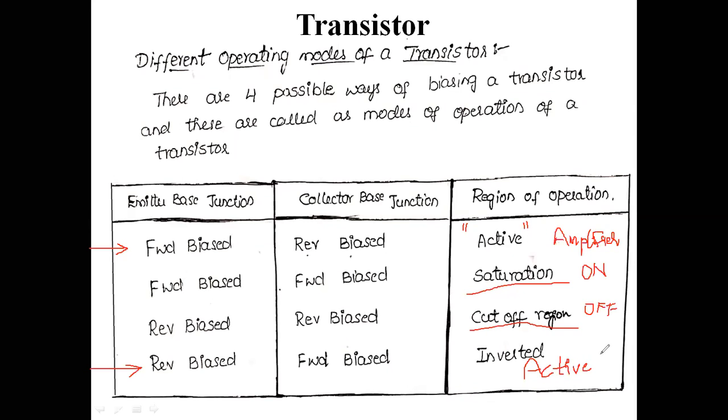This inverted active region, we can simply call this the inverter. For inverter type of applications, we can use this type of biasing condition of the transistor.